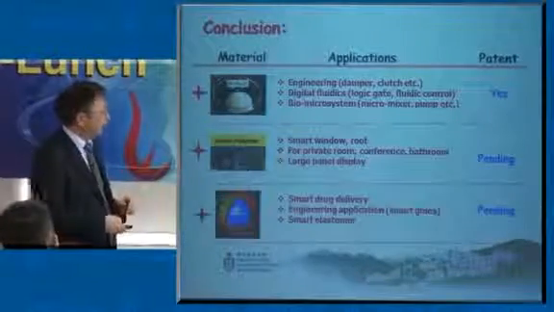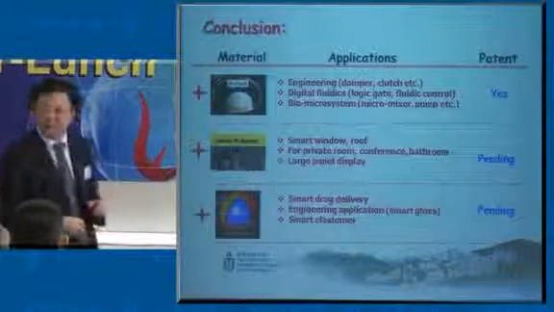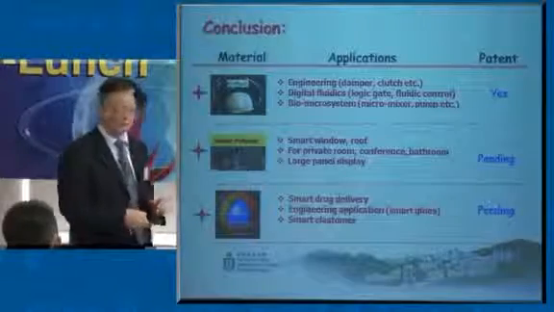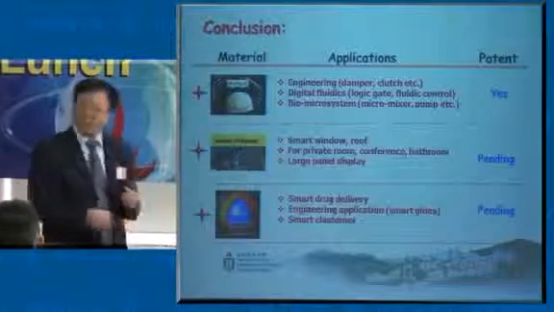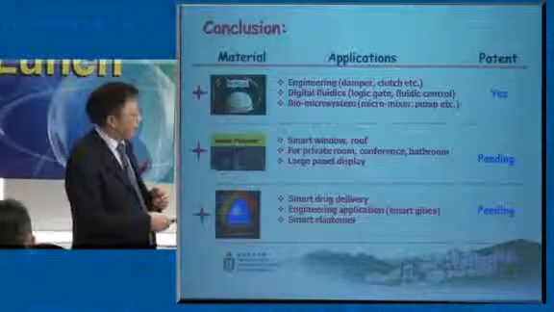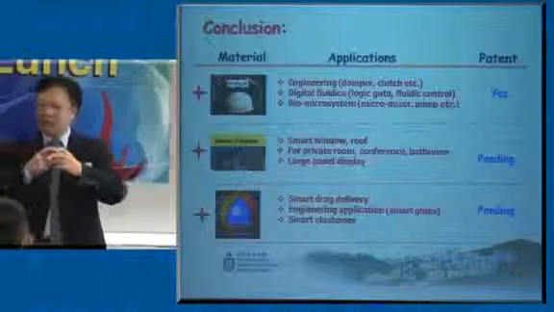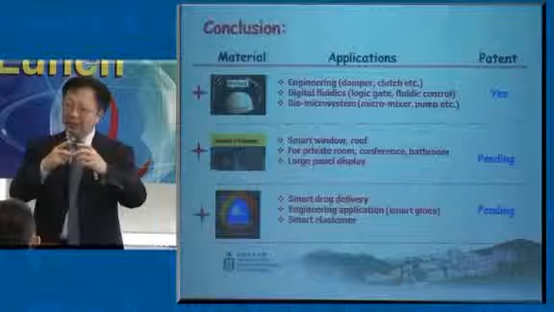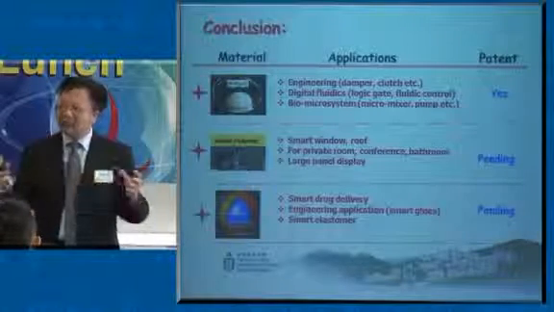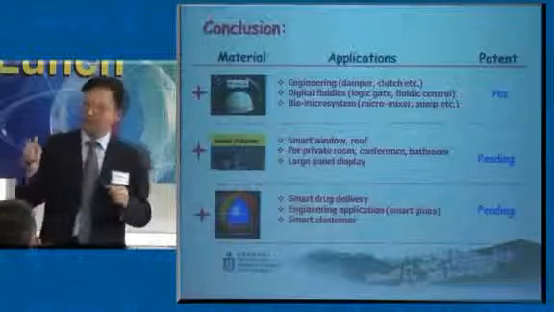The last one is smart drug. This material is very useful for smart drug delivery, and you can use it in engineering. Why? Because some U.S. company contacted us. This material is very useful. Suppose you put glue inside. If you apply an electric field, you can release it suddenly. So we can use active glue. It's very useful for glue.